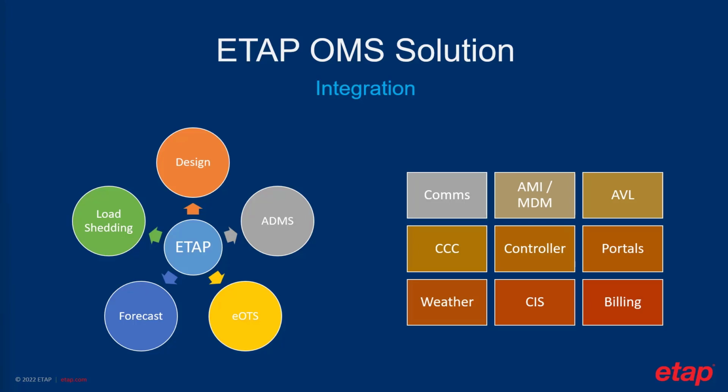And then on the third-party side, we have communications drivers. We have AMI, MDM integration, AVL, customer care center. If there's microgrid or PPC controllers, we can communicate to those devices. If you have customer portals, weather interfaces, CIS and billing, all of that, we can bring in that information in order to make a more robust solution for your OMS.